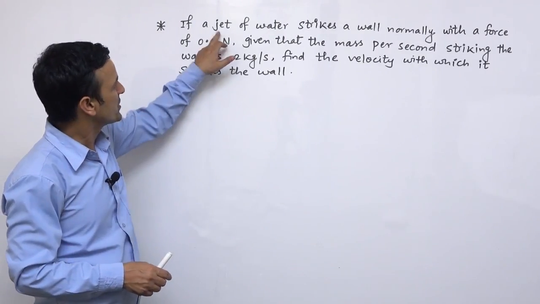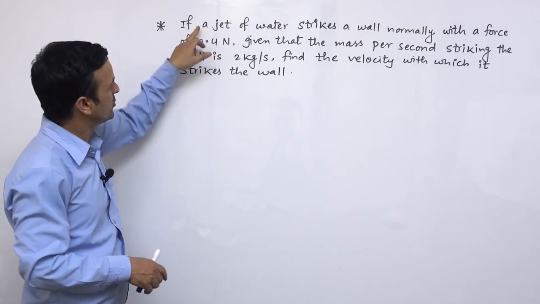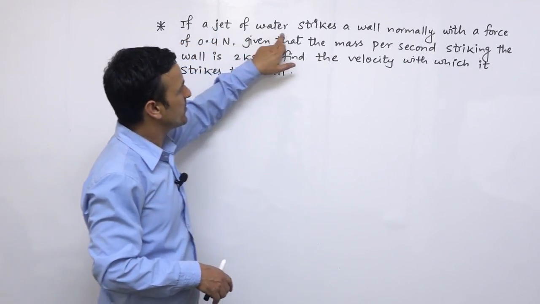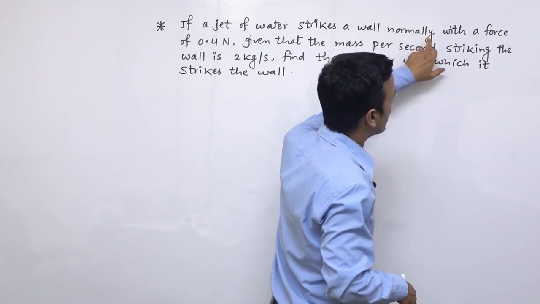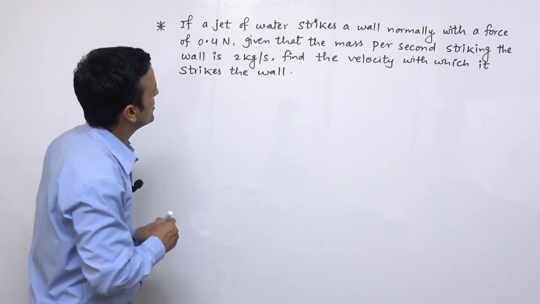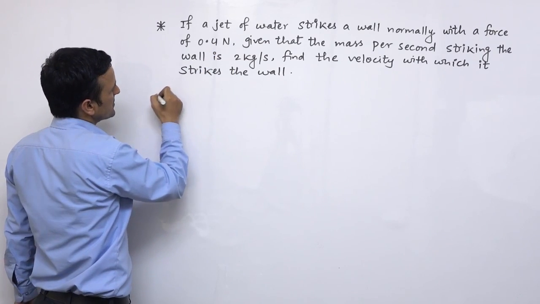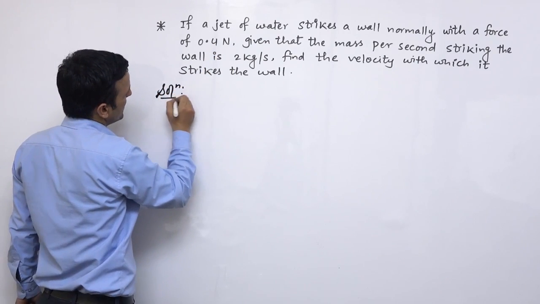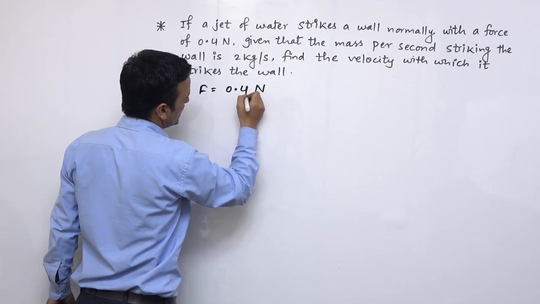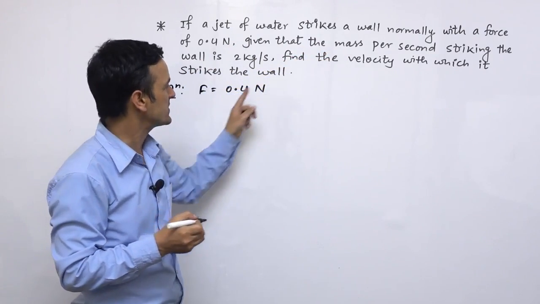So we have this question now, and we are going to deal with it. So look at the whiteboard, dear students. If a jet of water strikes a wall normally with a force of 0.4 Newton. So this Newton is the force. So write down its solution. It is given that force is 0.4 Newton. It is given by the question.